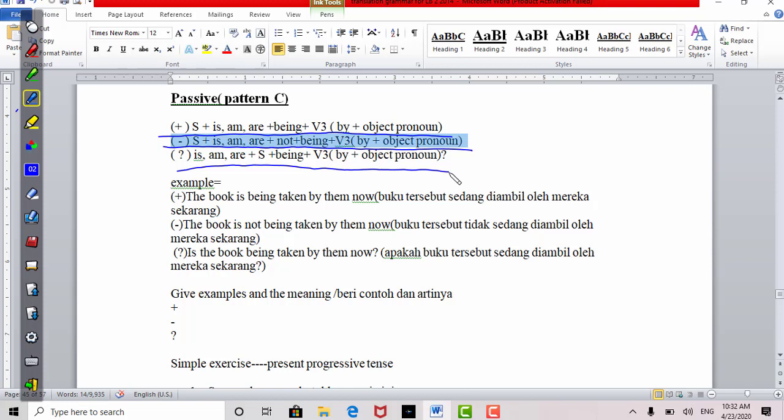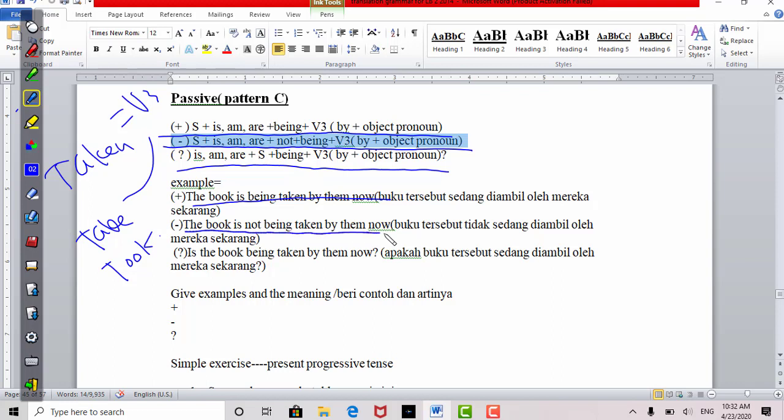So, for example, the book is being taken by them now. Taken is the verb 3 of take. Remember, we have take, took, and taken. So that's why we use taken here. And the negative will be: the book is not being taken by them now. Buku tersebut tidak sedang diambil oleh mereka sekarang. Jadi tidak sedang diambil. So the taken here means diambil, bukan mengambil, because this one already has passive meaning, or pattern C.